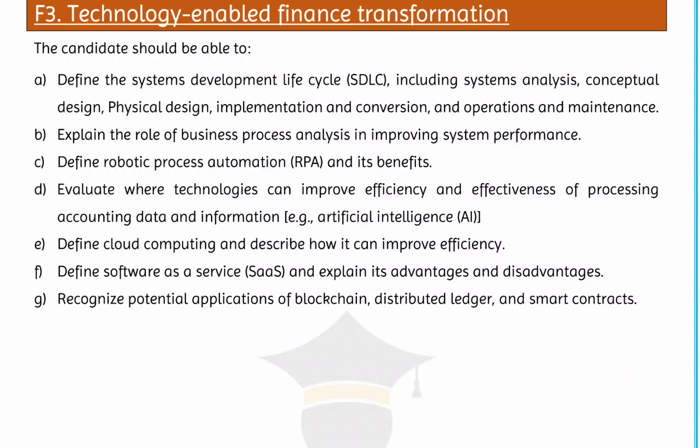Now if I have to give you a small summary about the first one, if you remember, we used A, B, C, D. A is automation, B is blockchain, C is cloud computing and cryptocurrencies, D is data analytics and data visualization. Data analytics and data visualization is covered in the F4 topic. So in F3 we are going to cover the ABC: automation, blockchain, cloud computing. Automation is RPA, robotic process automation, B for blockchain, C for cloud computing and SaaS.